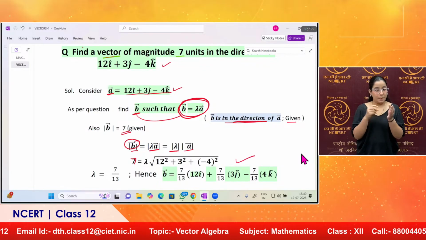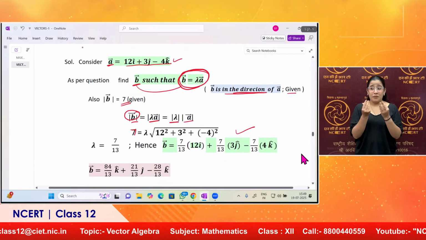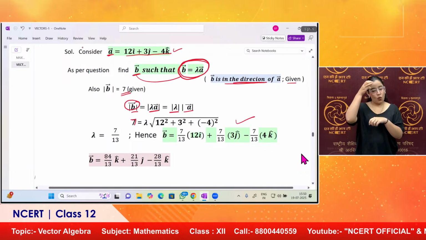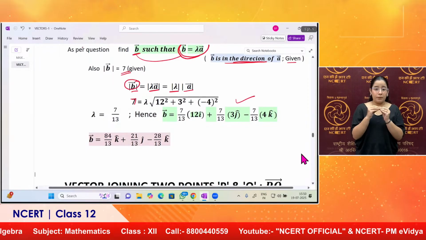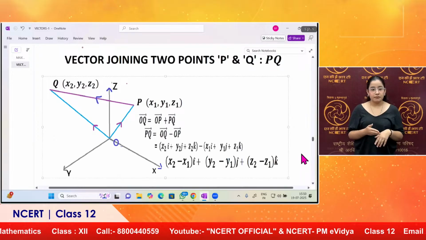Lambda, again I have purposely taken up the numbers so that we don't waste our time in getting the values. We are getting a concept here, that is, the vector in the direction of another vector is to be taken up as lambda times the other vector. Okay? So we have found the other vector.